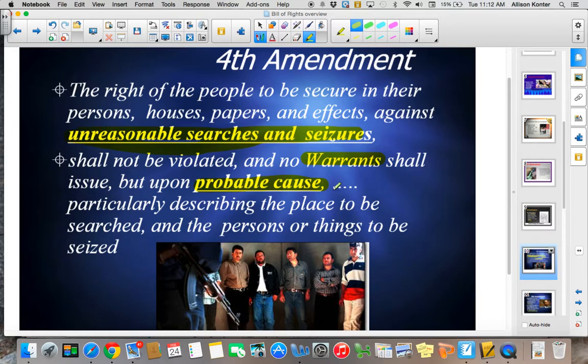You guys might be wondering, what about schools? People search us all the time at schools. One thing we're going to learn about in the next week or so is that each of these amendments has limitations and has been interpreted differently based on the situation and the timing of the amendment. And the Fourth Amendment is one of them. Whereas in most situations probable cause is required, in schools you can be searched or your stuff can be taken with what we would consider reasonable suspicion. So you don't need that direct link in a school. And that was decided by the Supreme Court.